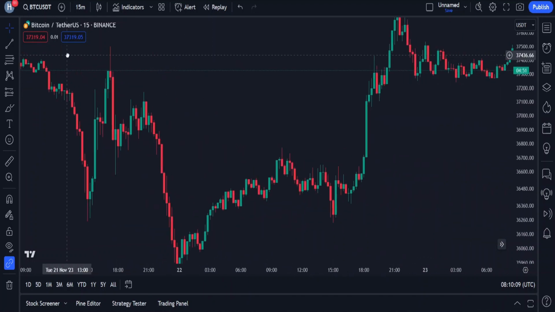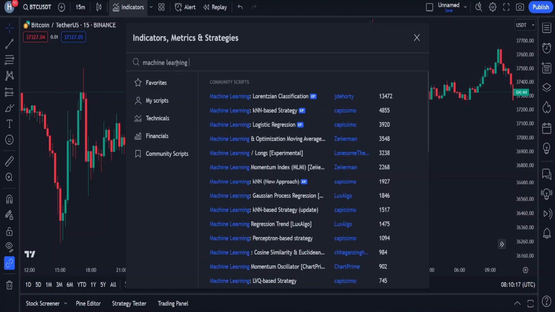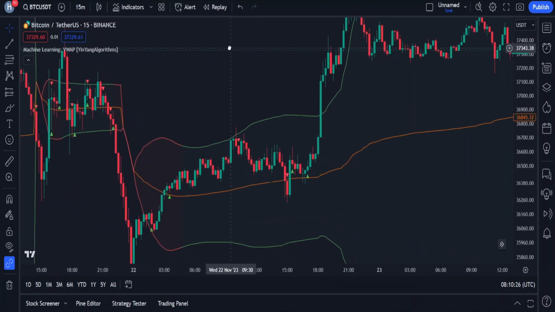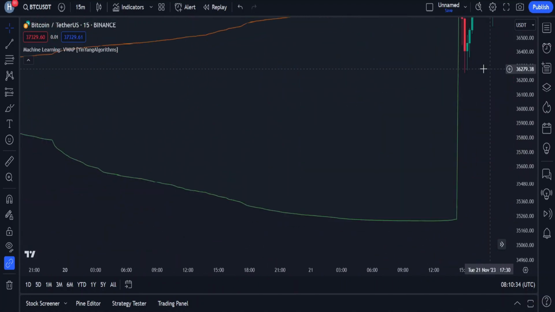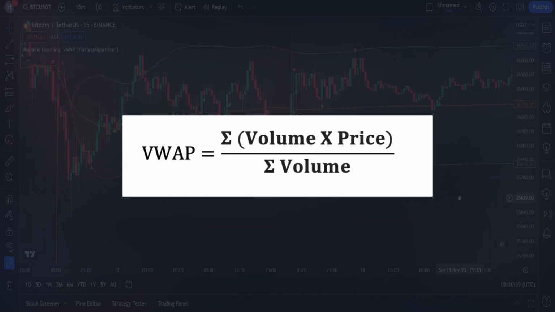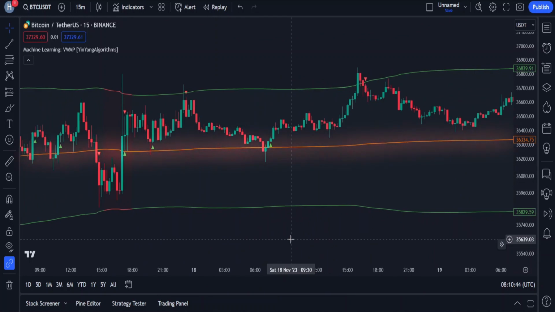To apply the first indicator to the chart, open the indicator section and search for machine learning VWAP. After that, add this one created by Yin Yang Algorithms. If you're not familiar with VWAP, volume weighted average price, let me explain it to you in simple words. Volume weighted average price is a trading benchmark used by traders and investors. It's calculated by multiplying each transaction price by its volume, adding these values together, and then dividing by the total volume of these transactions. Essentially, it gives you an average price for a security, like a stock or a commodity, that reflects both price and volume.